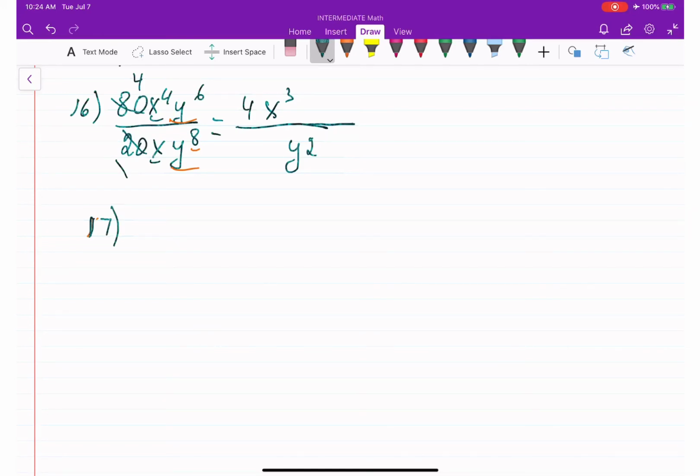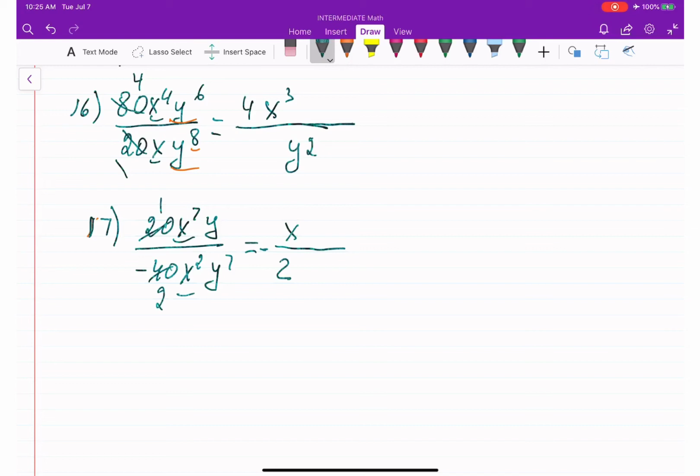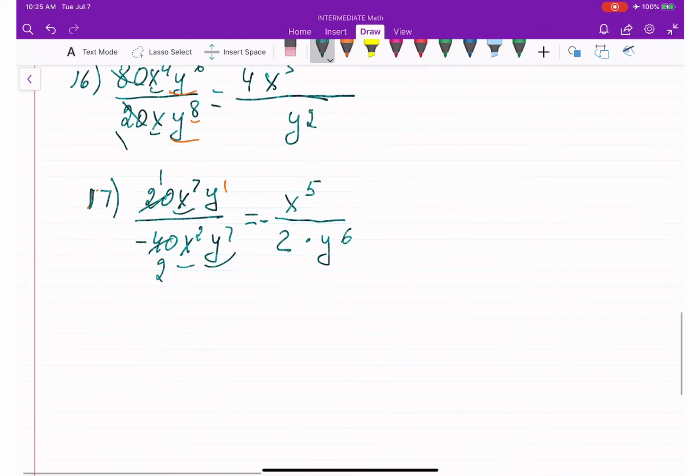Another one. So 20 x to 7y dividing by negative 40 x to 7 x squared y to power 7. So here we reduce by 20. This is 1, this is 2. So negative 2 comes here at the bottom. So x to 7 divided by x squared. So it's going to be 7 minus 2. It's going to be 5, and it goes to numerator, and y to 1 and y to 7. 7 minus 1 is 6, but it stays at the bottom because 7 is greater than 1. Okay.